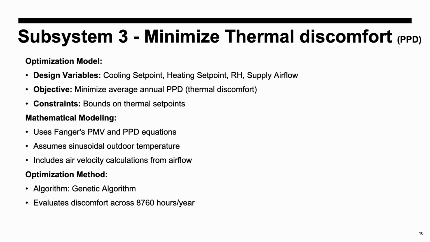On this slide, we are going to look into Subsystem 3. Basically, Subsystem 3 focuses on minimizing thermal discomfort, quantified as average annual PPD using Fanger's PMV model. The same four design variables used in the previous subsystem were used, and we modeled thermal comfort over 8,760 hours annually, factoring in air velocity and sinusoidal outdoor temperature. The optimization again used the genetic algorithm for consistent convergence behavior.